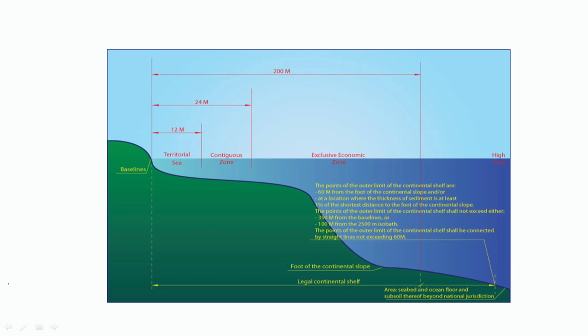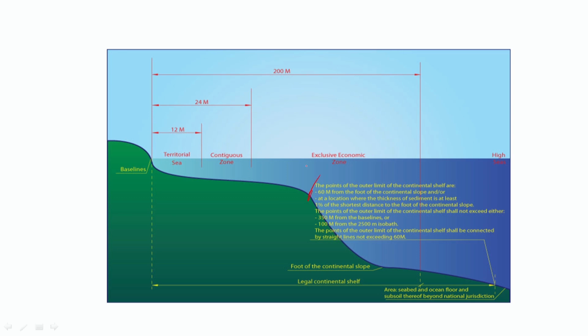So that is what we mean by continental shelf. I'll just show the map again of the continental shelf area. Now we see here, this is the baseline, and from the baseline onwards, we see first the territorial waters, then the contiguous zone, and this is the exclusive economic zone, and this is the first bend.